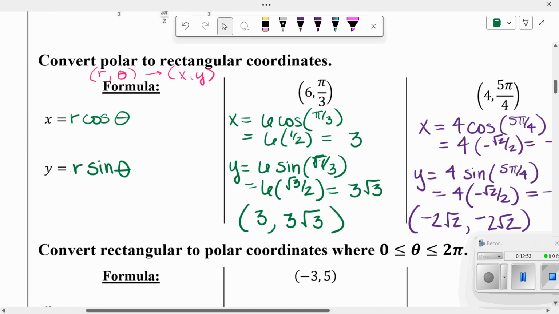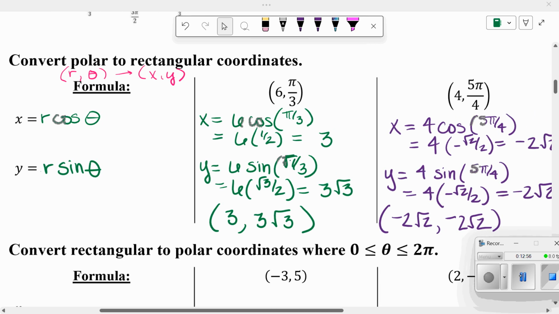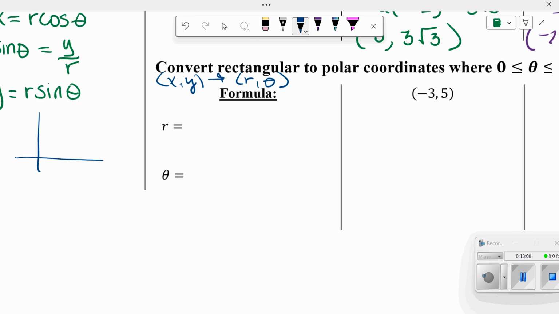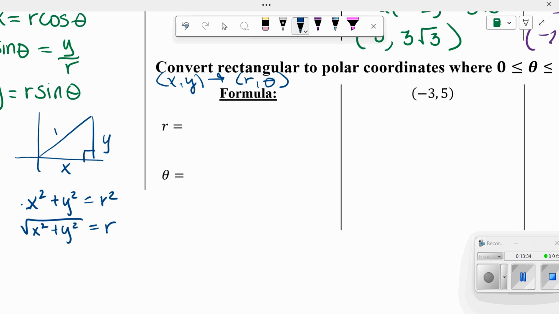Okay, now let's flip it around. Let's go from rectangular to polar. So we're going from x, y, and we're changing it to r theta. Okay, so kind of the same idea here. If we're in rectangular, we have our triangle x, y. Well, to find r, we would just do Pythagorean theorem. To find it, we do x squared plus y squared equals r squared. And then to find r, we would square root that. So that's how we would find r.